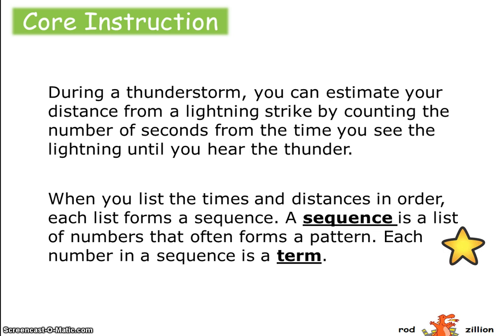Alright, so this is true. During a thunderstorm, you might have been told this before, you can estimate your distance from a lightning strike by counting the number of seconds from the time you see the lightning until you hear the thunder. When you list the times and distances in order, each list forms a sequence. A sequence is a list of numbers that often forms a pattern. Each number in a sequence is a term.